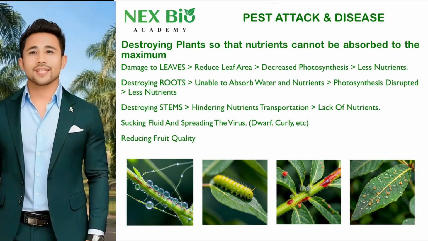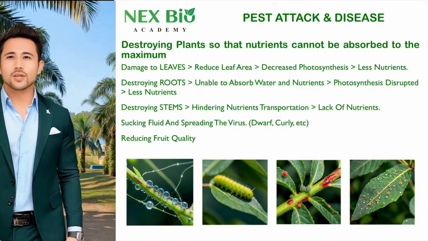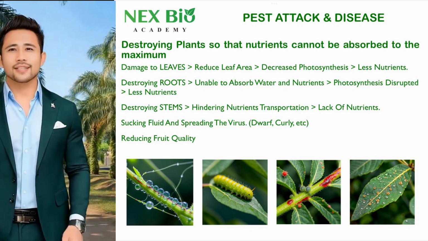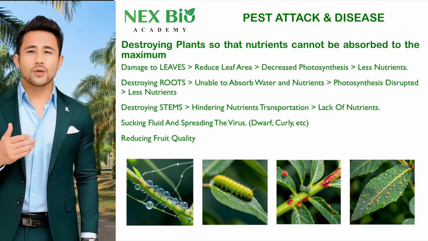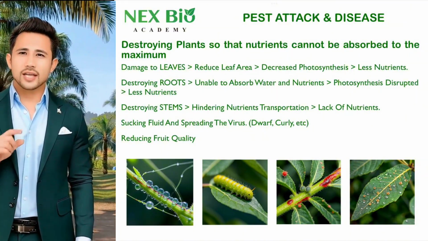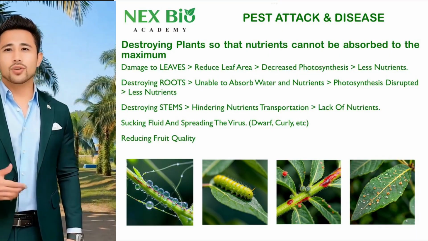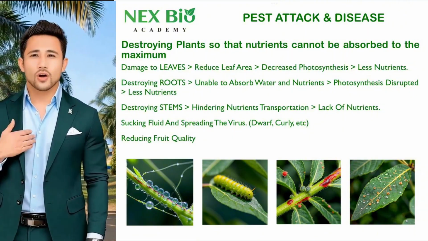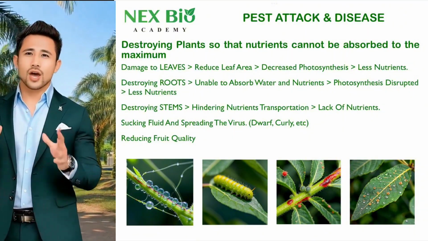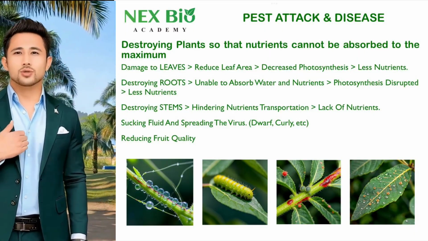As you know, pest attack and disease destroy plants so that the nutrients cannot be absorbed to the maximum. The first condition is damage to the leaves. Damage to the leaves can reduce the leaf area. It can decrease the photosynthesis process. Decreased photosynthesis means less nutrients. The second condition is destroying the roots. The roots are unable to absorb water and nutrients, so the photosynthesis process is disrupted and there are fewer nutrients. The third condition is destroying the stems, hindering nutrient transportation.